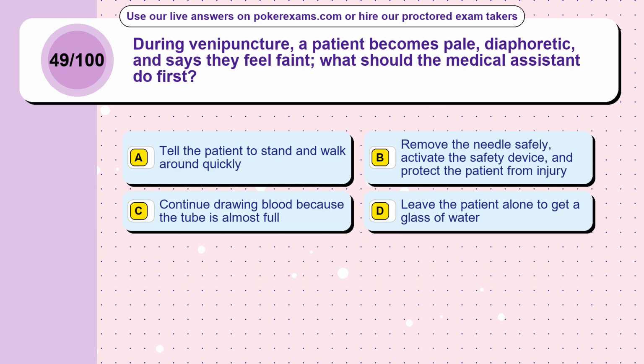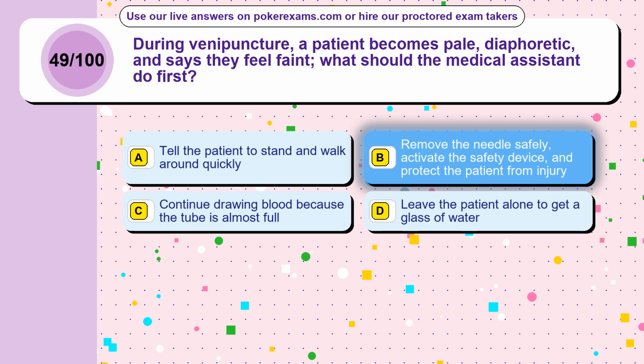Question 49. During venipuncture, a patient becomes pale, diaphoretic, and says they feel faint. What should the medical assistant do first? Option A. Tell the patient to stand and walk around quickly. Option B. Remove the needle safely, activate the safety device, and protect the patient from injury. Option C. Continue drawing blood because the tube is almost full. Option D. Leave the patient alone to get a glass of water.